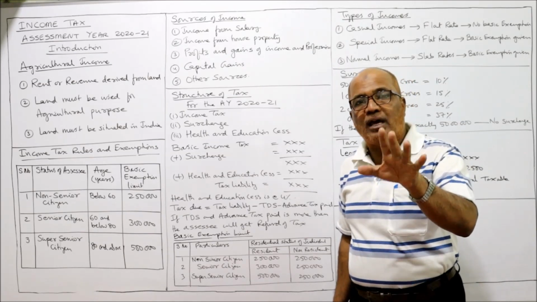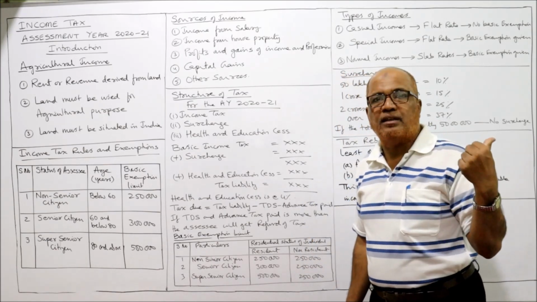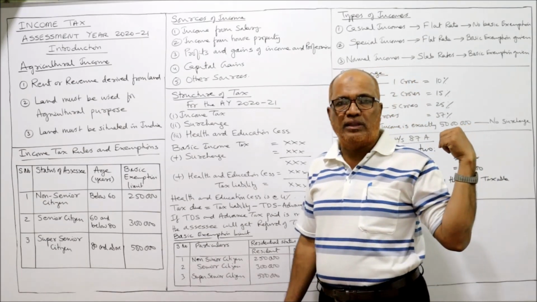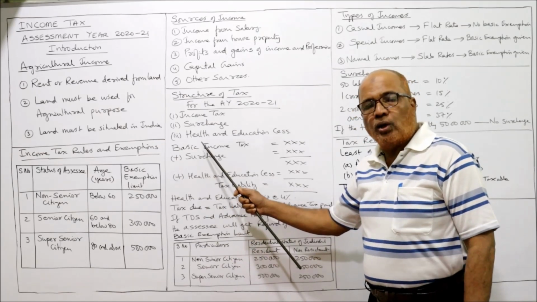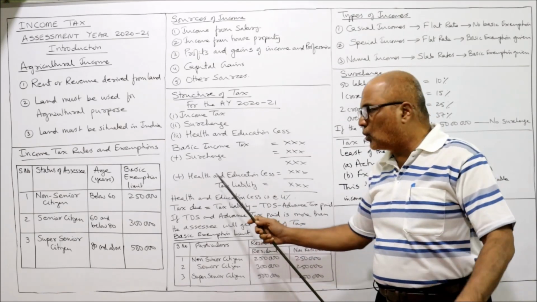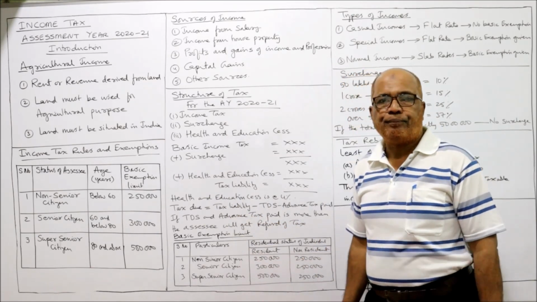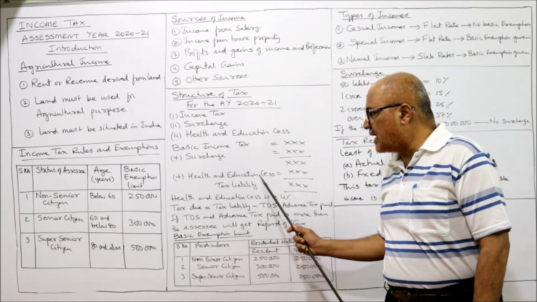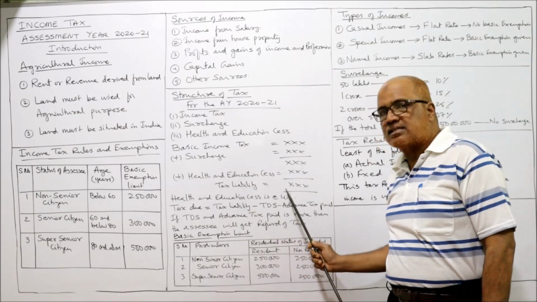Surcharge is not there for every SSC. I'll explain you. Already I have explained in the last video. Again I'll explain you in this video when the surcharge will be added. Right? So basic income tax plus surcharge gives the total tax. On that total tax add health and education cess. Health and education cess is at the rate of 4%. At the rate of 4% we'll get the tax liability.